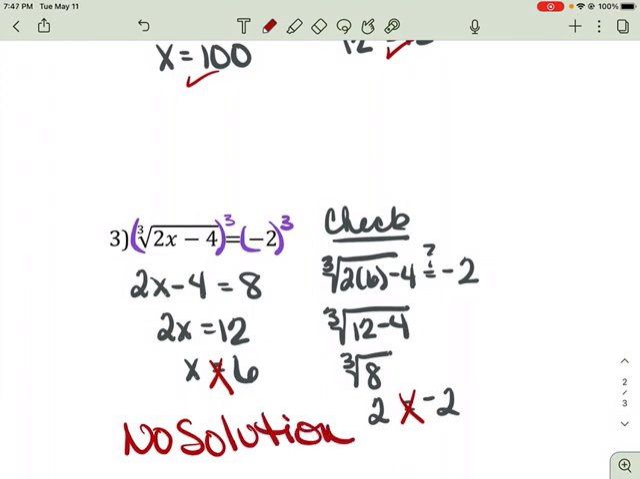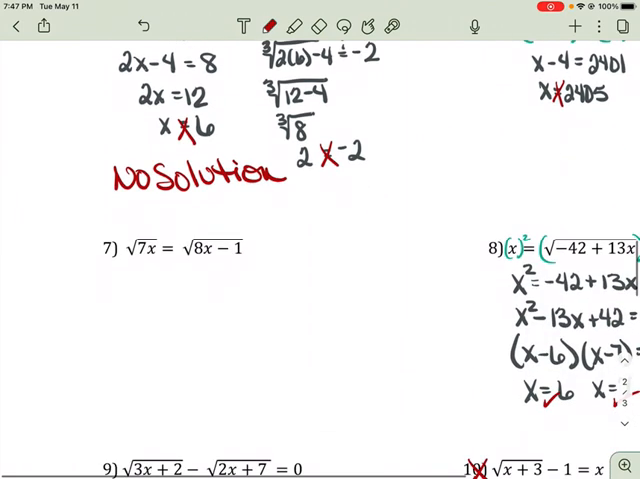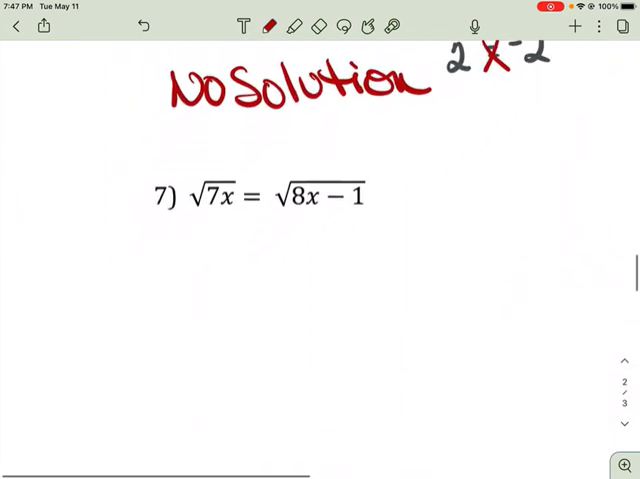Okay, that's why it's so important in these problems to do the check. You really do need to do the check here. All right, let's try another one. And then I'm going to ask you guys to do a couple.